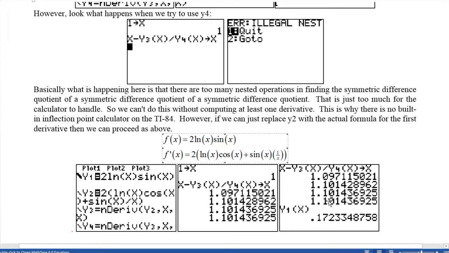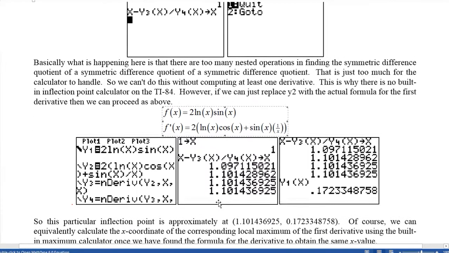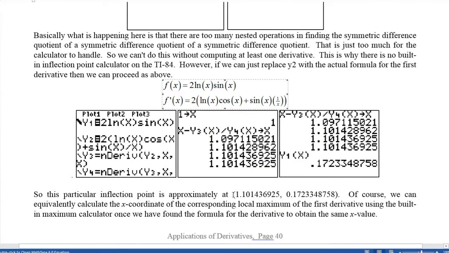And in fact, I get out an x value and I could do y1 of that x to get the y value. And now I've found that inflection point, at least approximately, the x and y coordinates. You can see them there. X is about 1.101436925 and y is approximately 0.172334878. So as far as my calculator goes, that will do that.